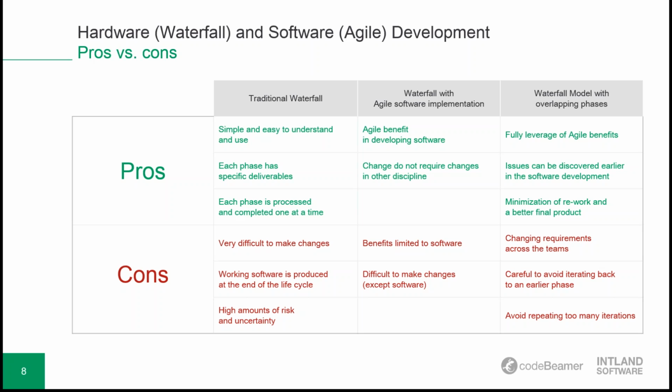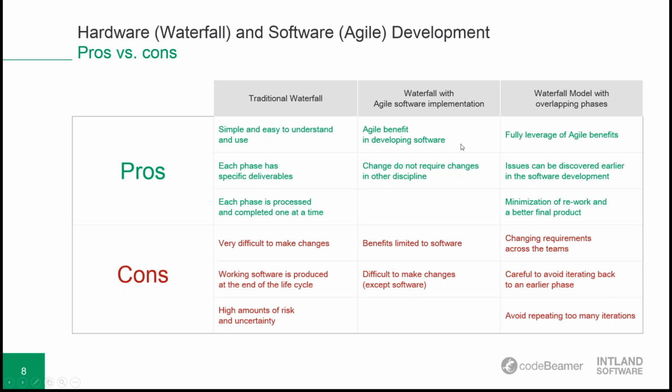If you use waterfall with agile implementations, then you will see the agile benefits in developing software. The changes do not require changes in other disciplines, but still it has a disadvantage. The benefits are limited to the software, and it is difficult to make changes except to the software.